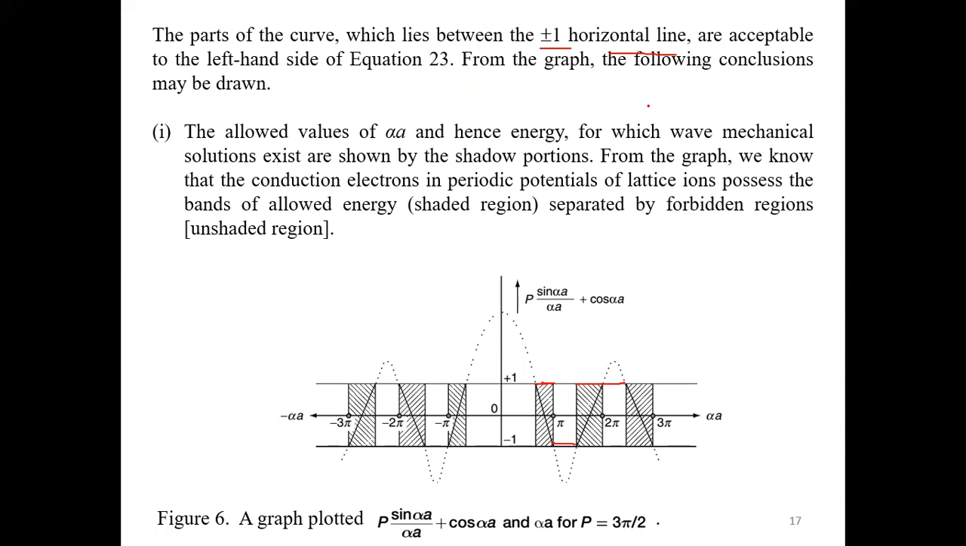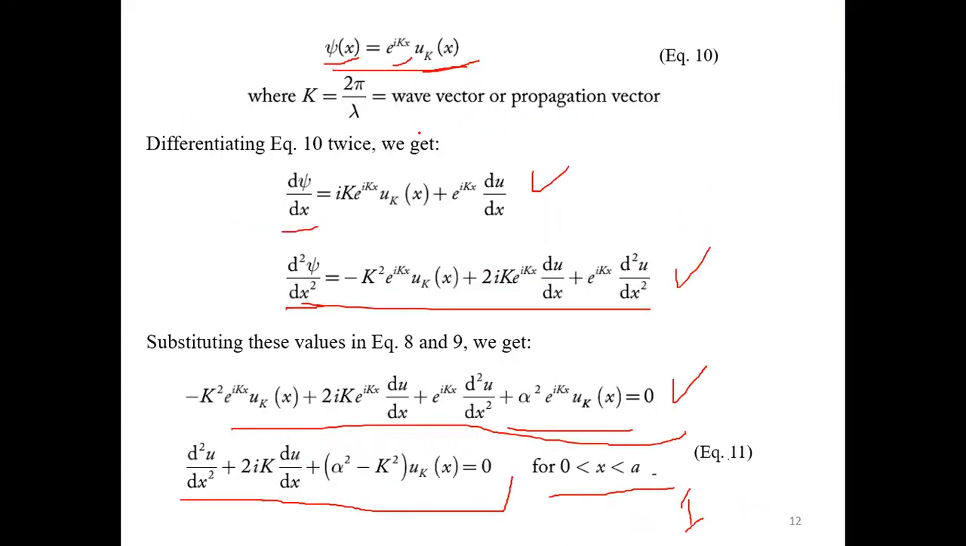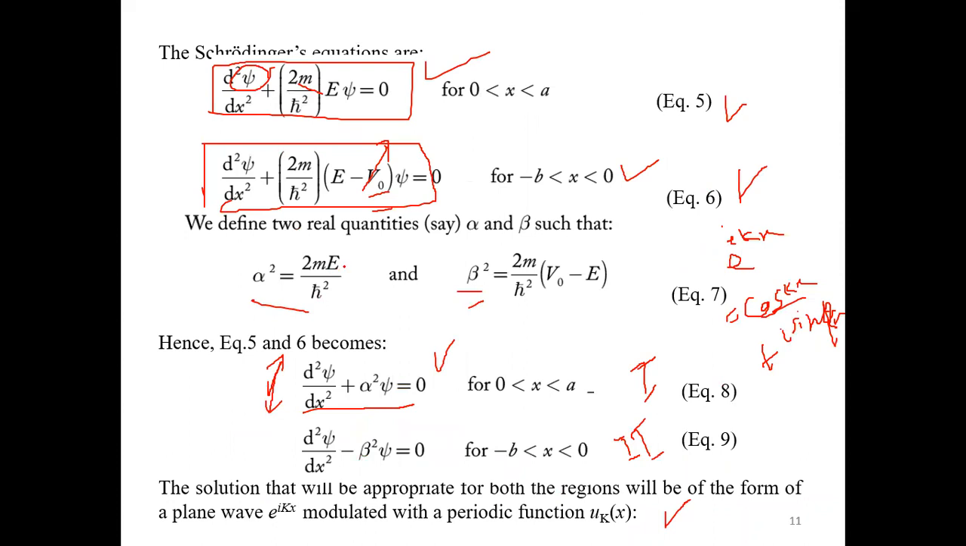From the graph, the following conclusions are drawn. Conclusion number one is the allowed values of alpha A. Actually, alpha A is related to the energy because we have chosen alpha squared as 2mE/ħ². So this is the energy. Energy is encapsulated there.